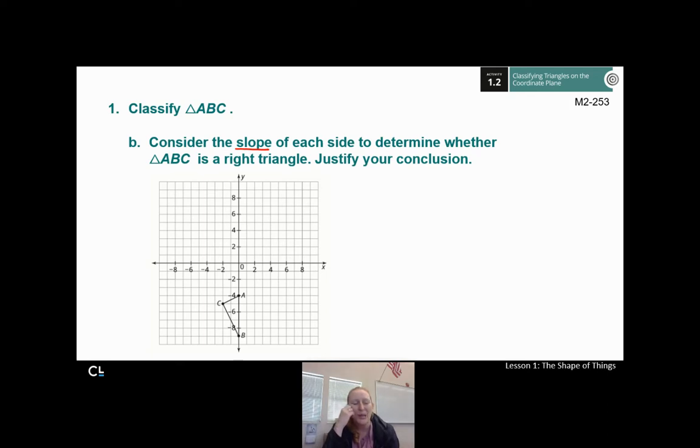Go ahead and hit pause, find all your slopes, figure out if it's a right triangle, and then hit play when you're ready to check your work.